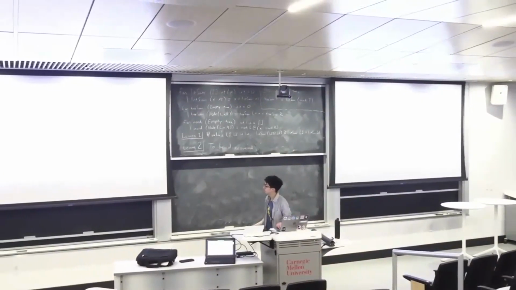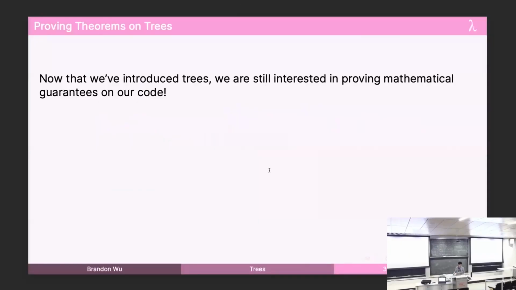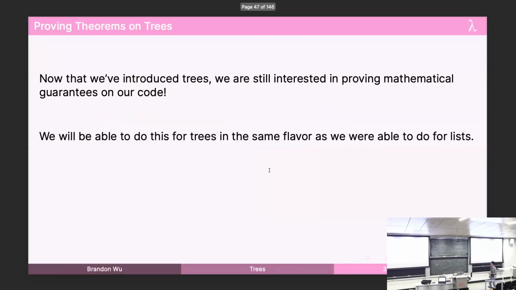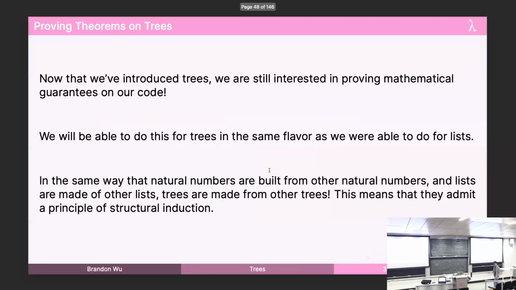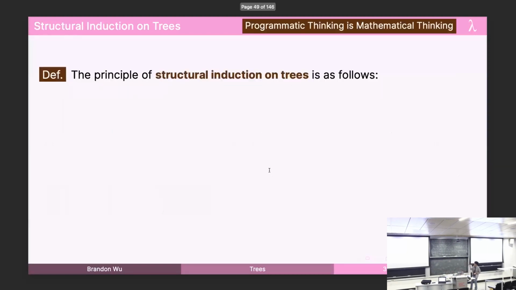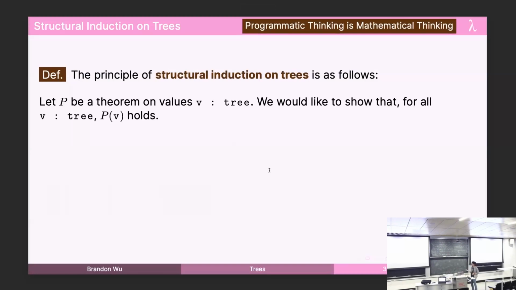How? Structural induction. Okay, so I've already talked a little bit about structural induction, but we're going to be able to do it on trees. Why? Because trees are built up from other trees in the same way that lists are built from other lists, in the same way that natural numbers are built from natural numbers. Anytime you have that kind of hierarchical structure, an inductive definition, we call it, you have induction. Okay, so this is the principle of structural induction on trees, and it should be very familiar.